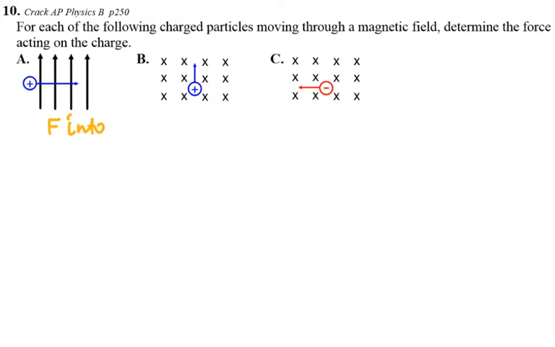And for the next one, again, if I use the right hand rule to answer this question, the force acting on this positive charge is to the left. The next question, you have a negative charge moving to the left and the magnetic field lines are into the page. So the force acting on this charge using the right hand rule is going to be up.